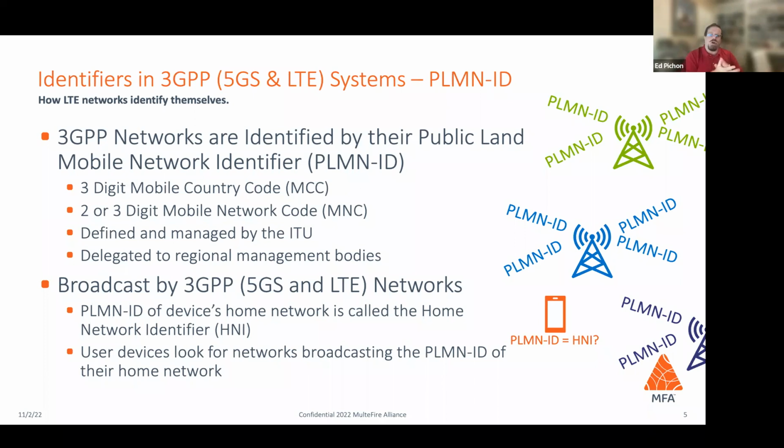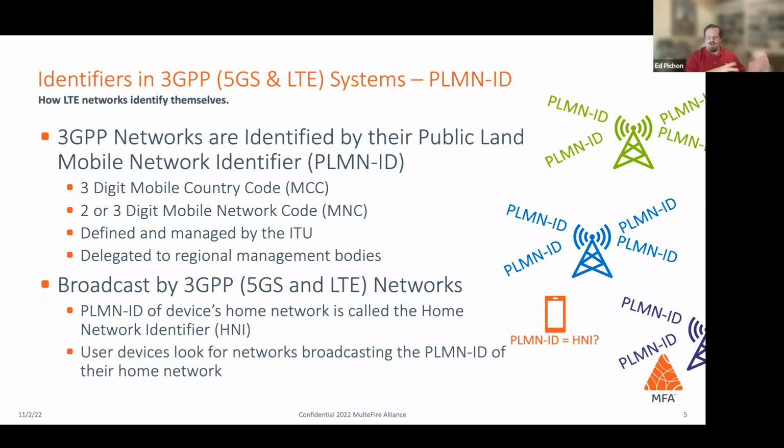And these IDs are broadcast by 3GPP networks on a continual basis. And phones have stored on them, typically on the SIM, the PLMN ID of their home network, in which case it's called a home network identifier. And that's what the phone uses to figure out which base stations it should try and talk to. It listens for these PLMN IDs being broadcast and connects to the one that matches their home network identifier.